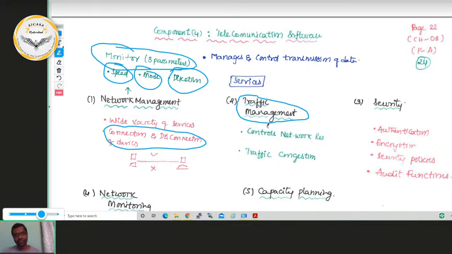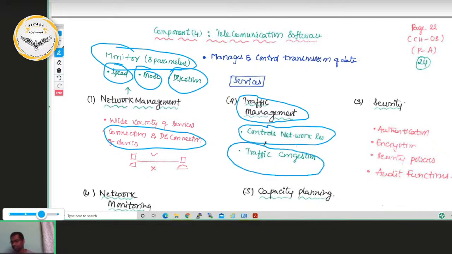Now what do you mean by traffic management? Traffic management is nothing but it controls network resources. What do you mean by network resources? You have 10 telecommunication processors, right? Those network resources will be managed by traffic management because those are the hardware resources. Those should be managed and controlled. Now who will control it? There's a component called traffic management which will control it, and also which will avoid traffic congestion.